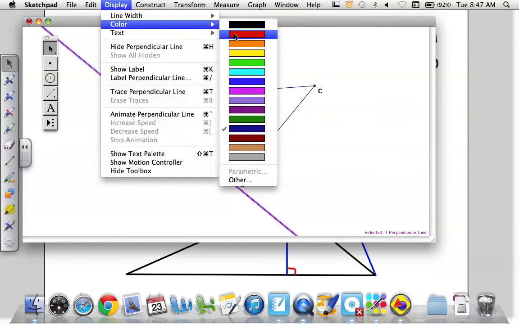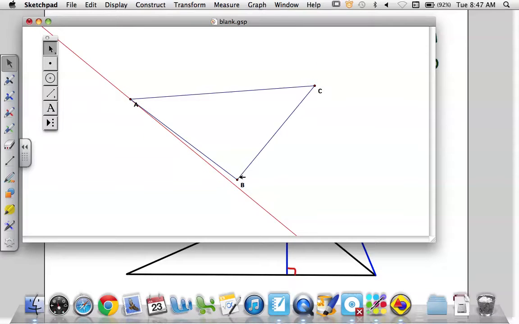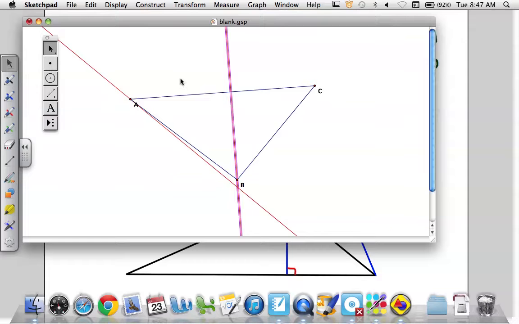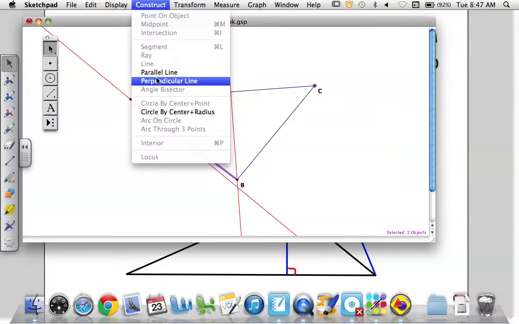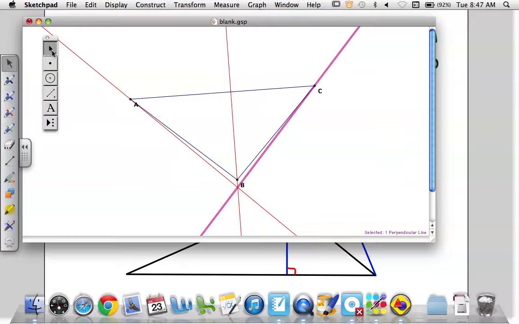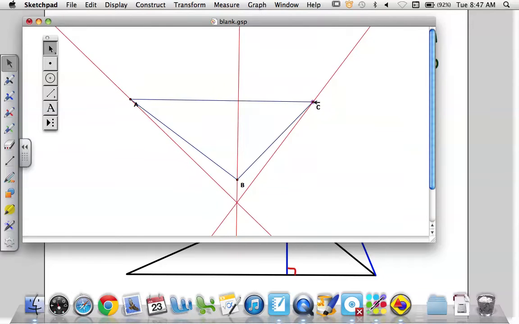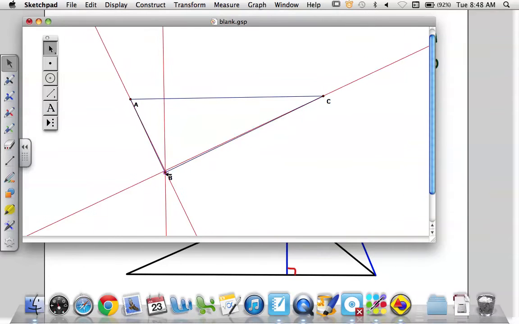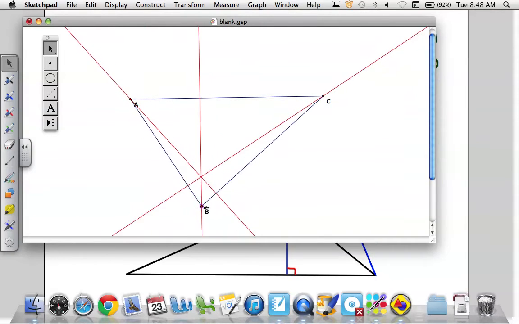Let's change that color maybe to red. How about from this point to this opposite side? So I highlight both, and I again construct a perpendicular line. There's my next altitude. And finally, from vertex C to the opposite side, I need to do a perpendicular line. Hey, look at that. You notice that these points are all coinciding here. All the altitudes meet at a point of concurrency. I can make that point go further outside the triangle. I can change the position of that point and bring it inside the triangle as well.